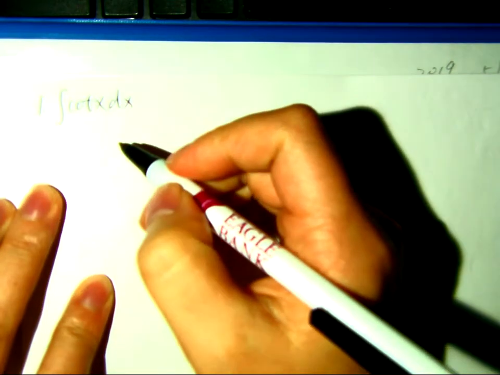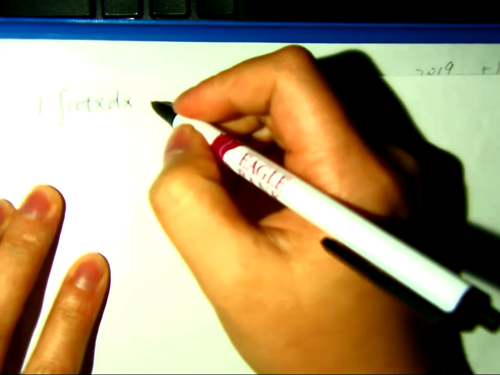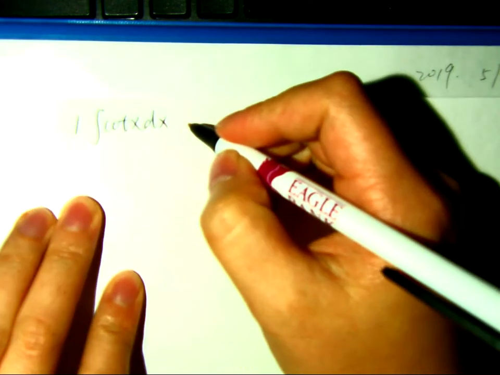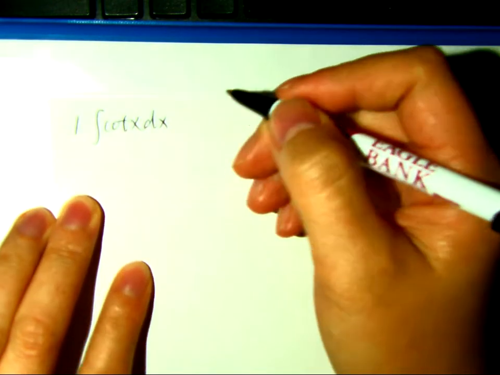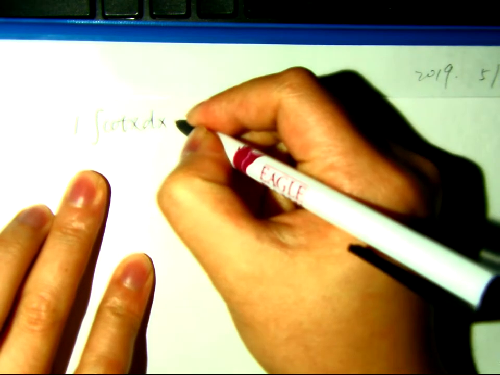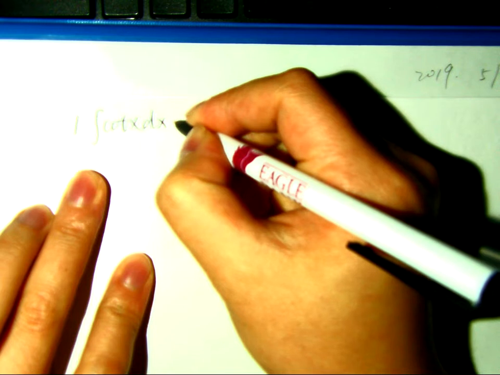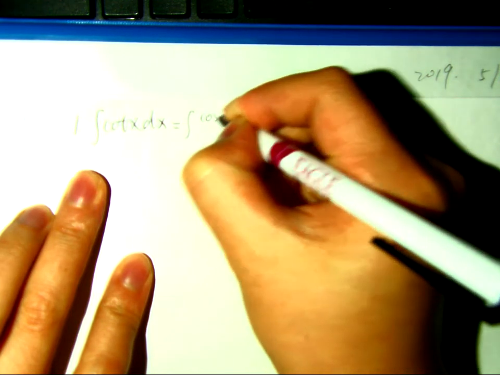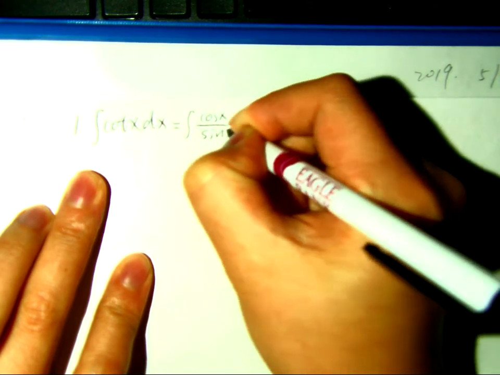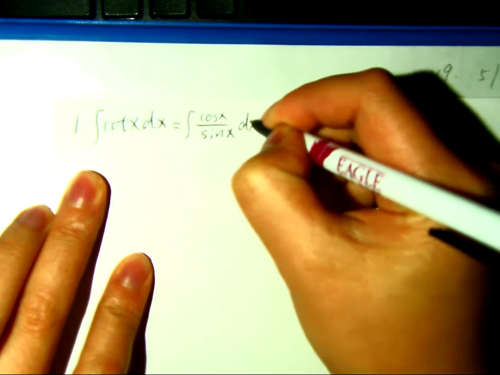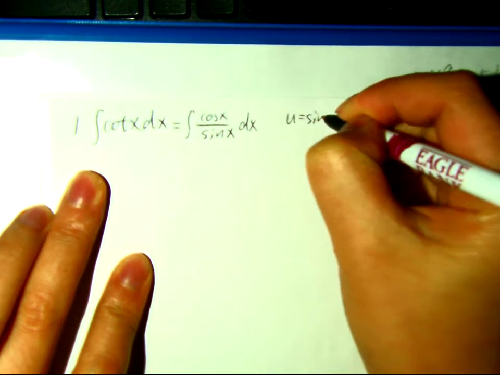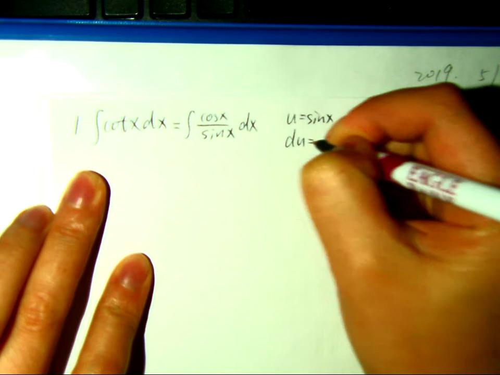Okay, look at the first question, integral of the cotangent. Don't think the answer is a cosecant squared or secant squared. The answer is not. We have to do u substitution. Before you do u substitution, let's change this to cosine over sine. And then u is sine x. du is cosine x.